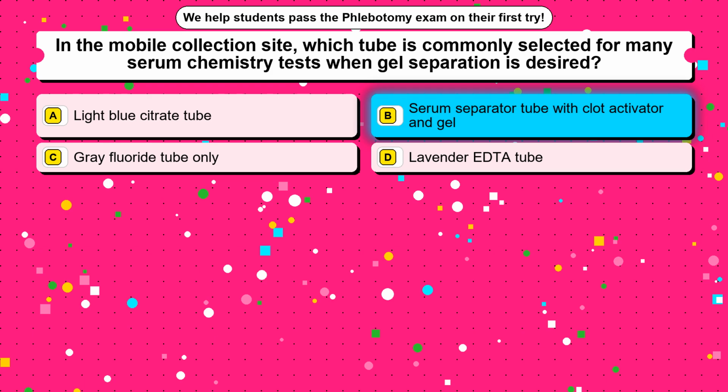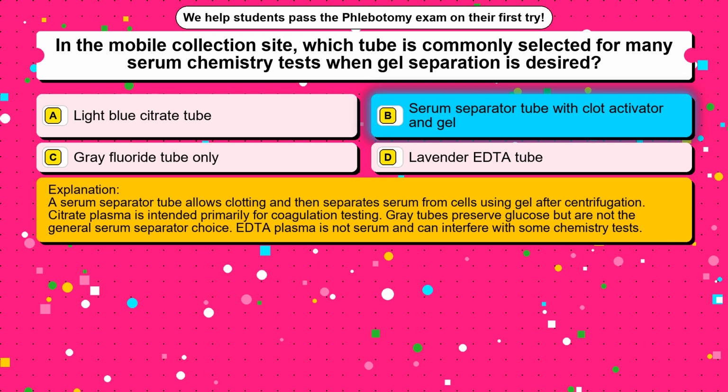Serum separator tube with clot activator and gel. A serum separator tube allows clotting and then separates serum from cells using gel after centrifugation. Citrate plasma is intended primarily for coagulation testing. Gray tubes preserve glucose but are not the general serum separator choice. EDTA plasma is not serum and can interfere with some chemistry tests.